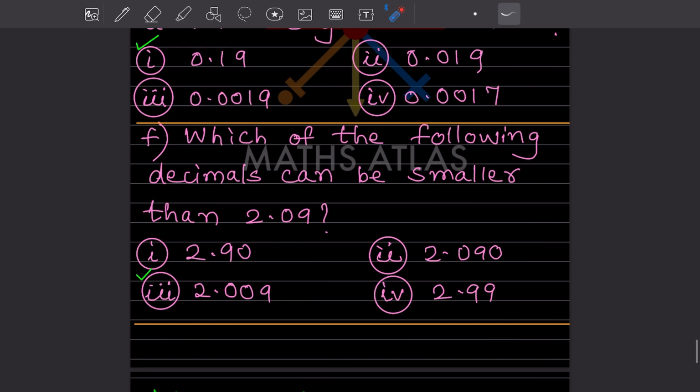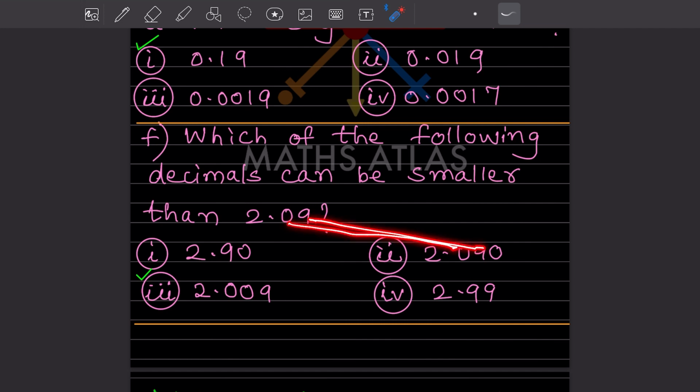Which of the following decimals is smaller than 2.09? Now look here, 2.09 means this is 90. This is not smaller because there is a 9 over here in place of this. You have to compare. Now here is 0 and here again this is 9.